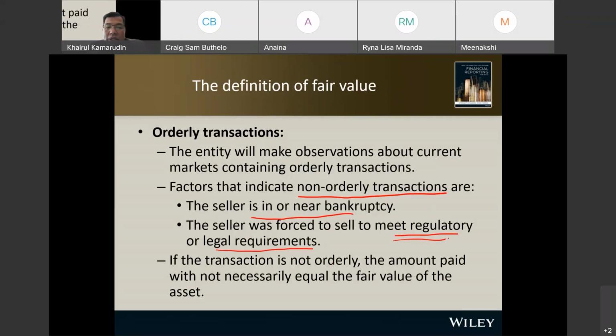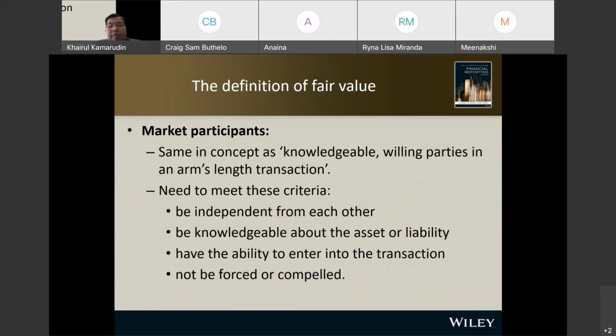If the transaction is not orderly, the amount paid will not necessarily equal the fair value. So under non-orderly, the price is not the fair value.